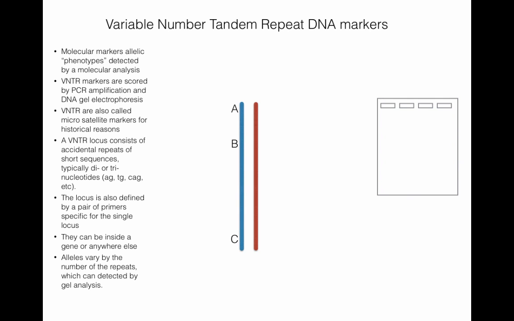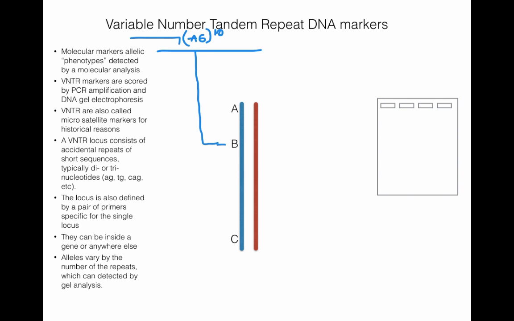For example, a commonly used marker is this one called variable number tandem repeat DNA marker. It's a PCR marker which would work as follows. Suppose I have a position on this chromosome corresponding perhaps to locus B, where I've identified the presence of a repeat. Now that repeat could be, for example, the sequence AG, and that repeat could be present, let's say, in a number of 10 copies.